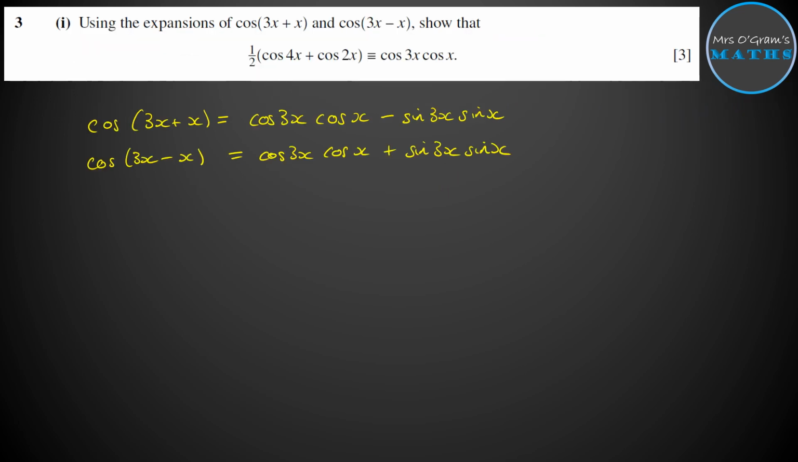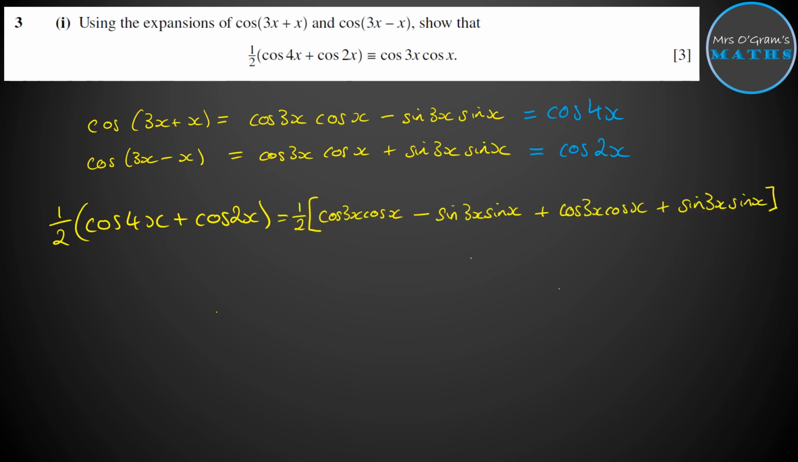For question 3, we need to expand cos of (3x plus x) and cos of (3x minus x). So just from the formula sheet, I've written down those 2 expansions already. Now, the top one, of course, 3x plus x is 4x, so this is equal to cos of 4x, and the bottom one is equal to cos of 2x. So we can substitute those into the expression that we've got up at the top, cos of 4x plus cos of 2x, and replace them with these instead. And that's looking like this.